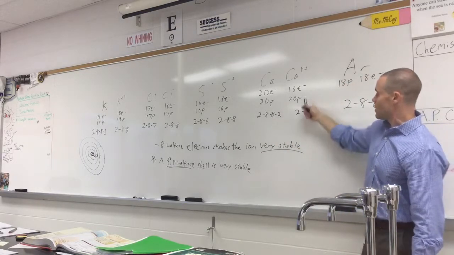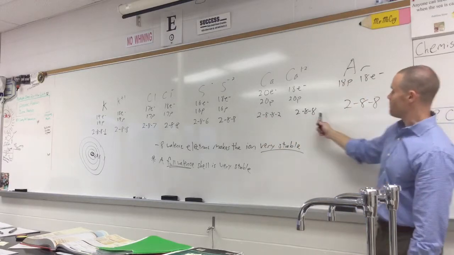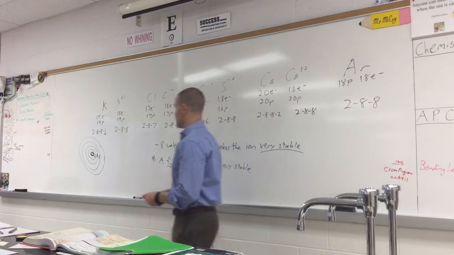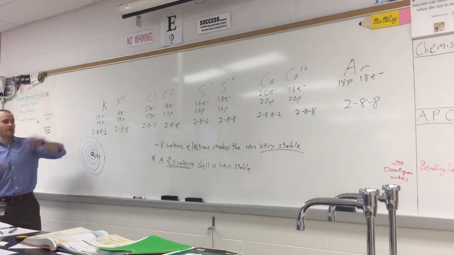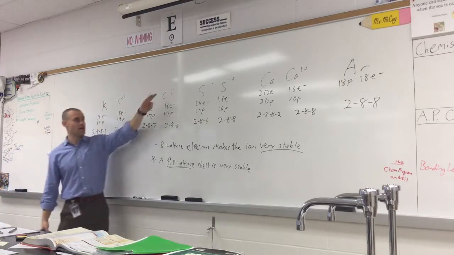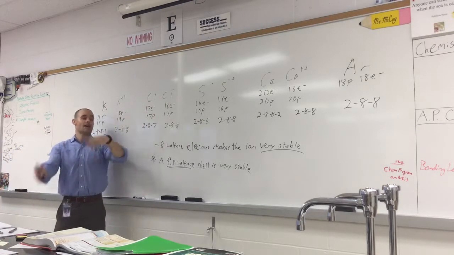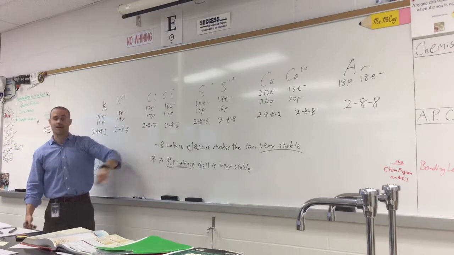This is not a coincidence. They all have 18 because they all want to be like argon. They all want to have that full valence shell. And that is actually really important stuff there. Understanding a whole bunch of concepts. Can you tell me K +1 lost 1 electron? Can you tell me Cl- gained 1 electron? And then one step further, can you write the electron configuration and tell me why that's stable?